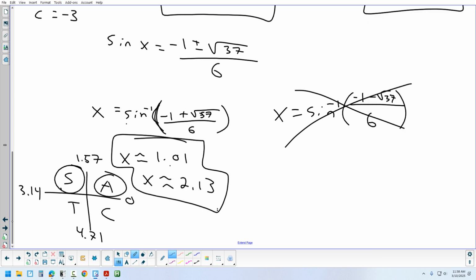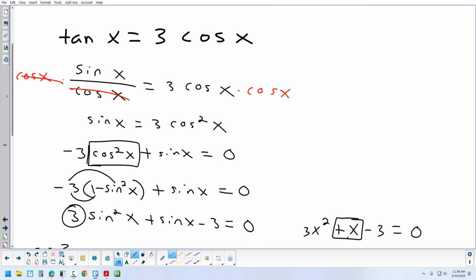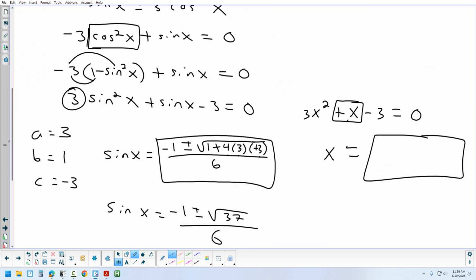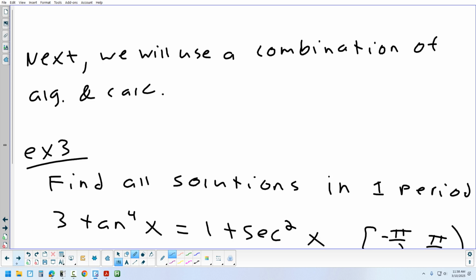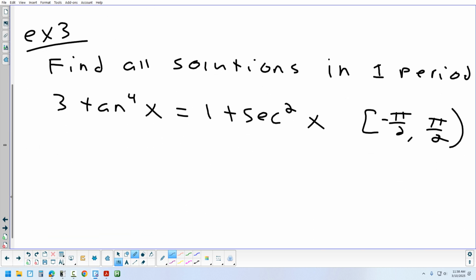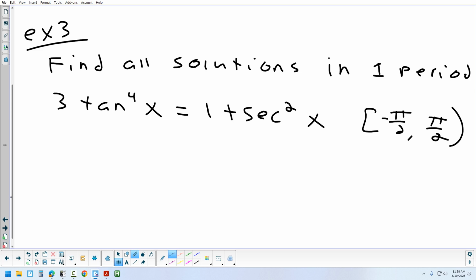Okay, so a little bit different because you had to use quadratic formula, but pretty similar before that. Do the substitution, get it equal to 0. Okay. So any questions on the type where you got something squared on one side and then something not on the other? That's pretty much the same thing again. Let's try this one. It says find all solutions in one period.